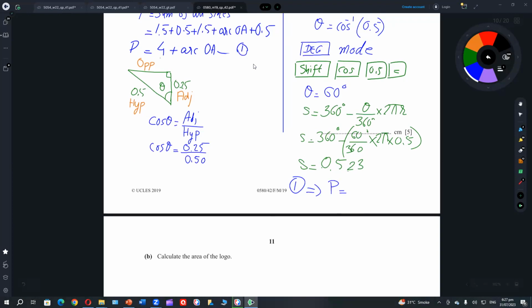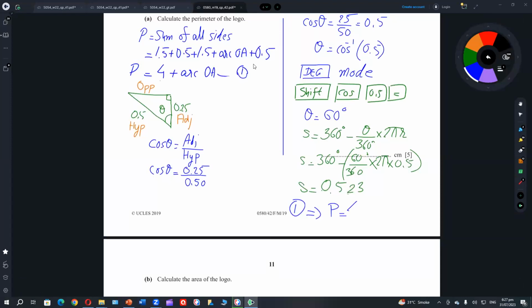4 plus arc OA. So what is the answer we got? Sir, the thing is, I did not minus 360, but I minused it and I'm getting 0.52. Let's do this and check it up from the book. If we are getting the arc length as 0.52, we'll add it here.